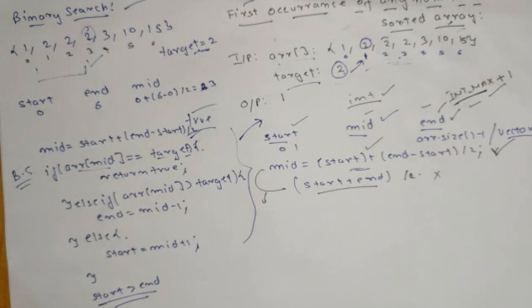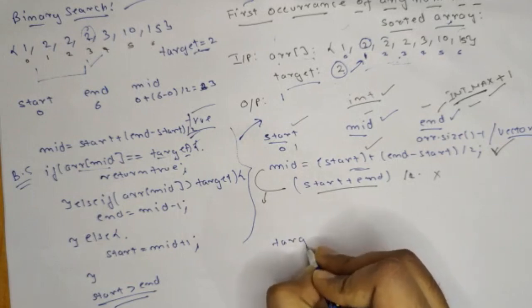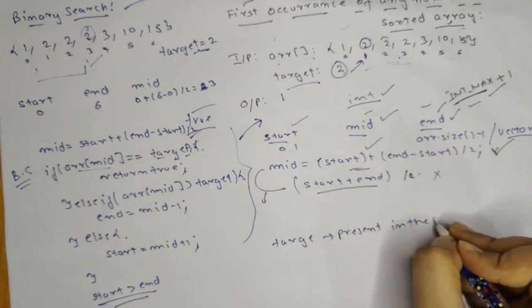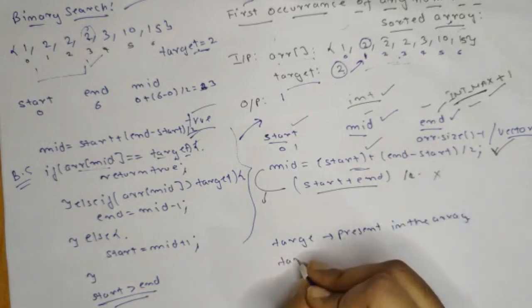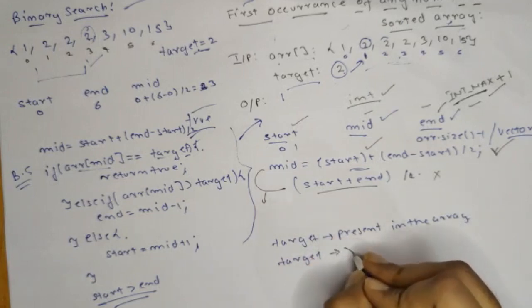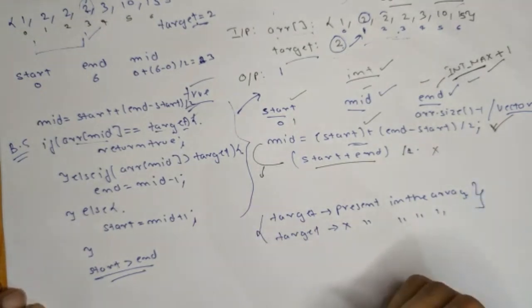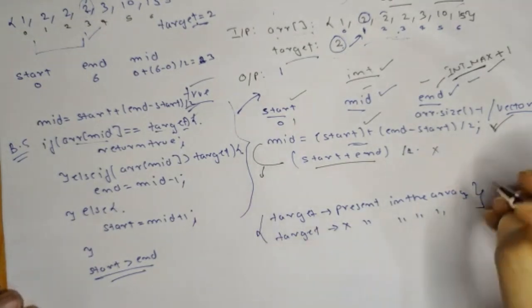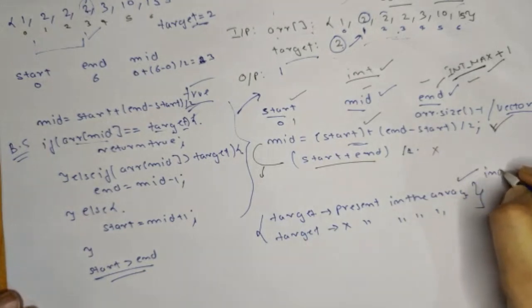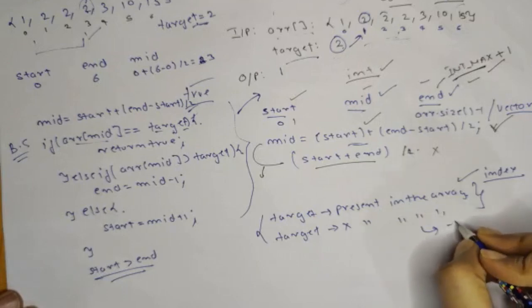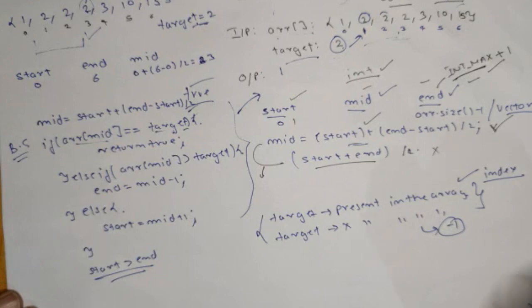Suppose there can be two situations: the target is present in the array, or the target is not present in the array. These are the two possible conditions. If it is present, then we have to return some index. What if it is not present? Then we simply return minus 1.